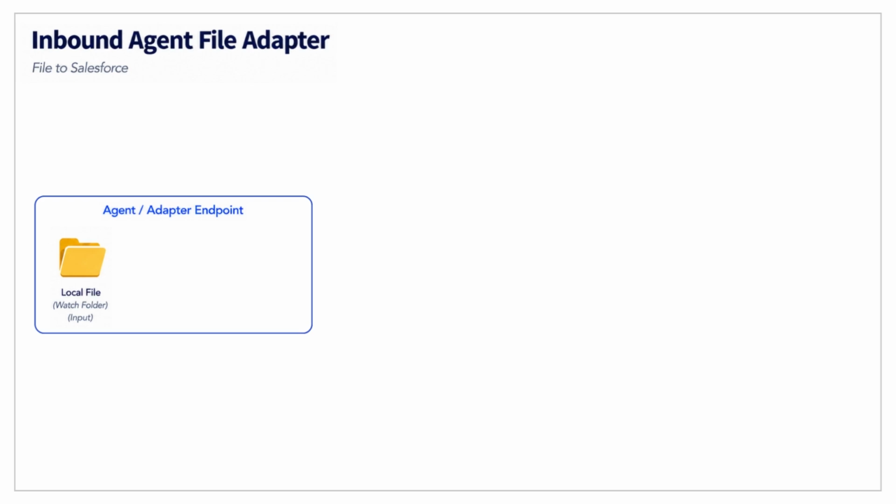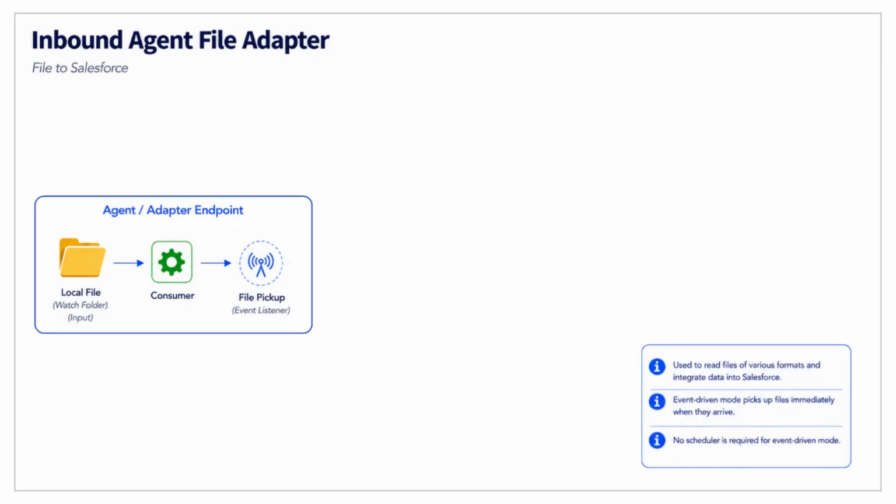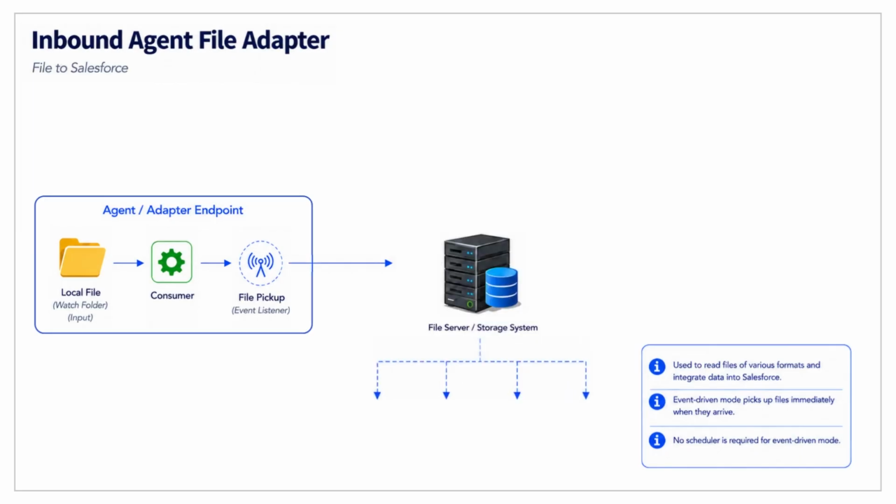Inside the agent or adapter endpoint, the consumer reads the file configuration. Then the file pickup or event listener checks the folder and picks up the file. If event-driven mode is used, the agent can detect the file immediately when it arrives. This means no scheduler is required. The file can come from different storage locations, such as local, FTP, FTPs, or SFTP.